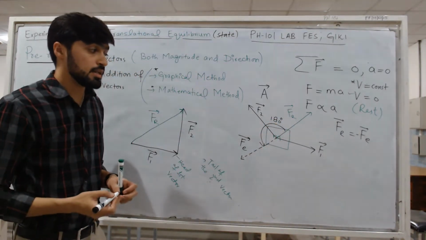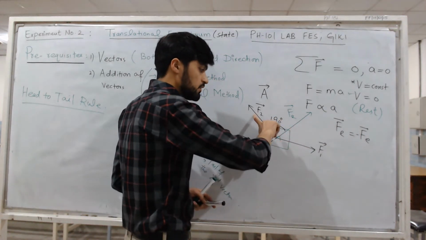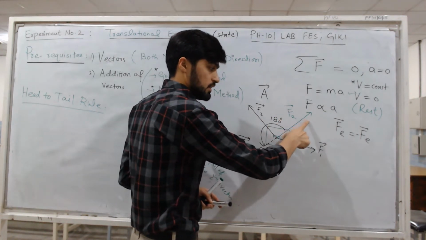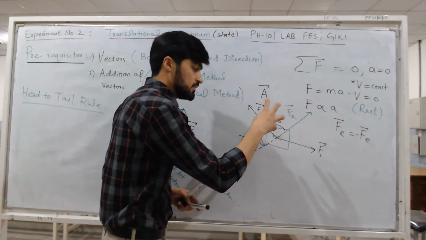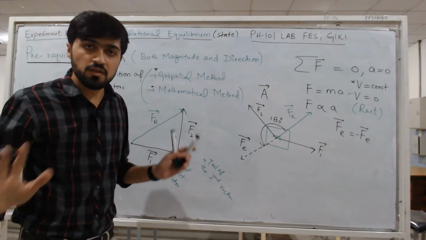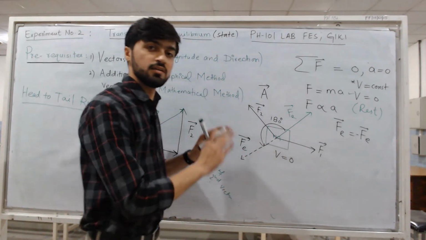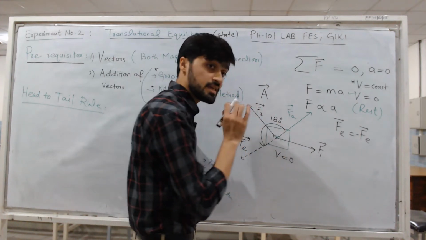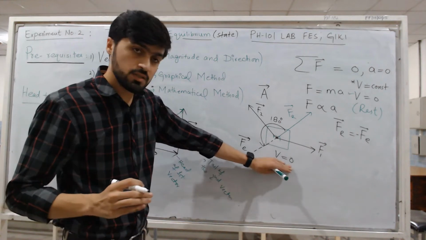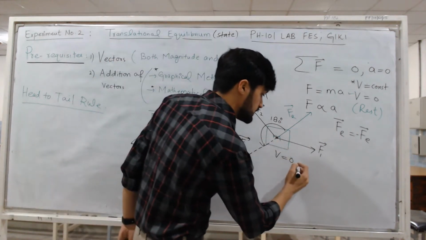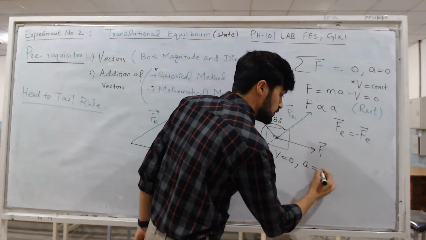So the resultant of these two forces is this one, and this is balanced by the equilibrium force. It means that this system is at rest, it is not moving. So we can say that the velocity is equal to 0. The velocity of the center of mass of this system, let's say this is the center of mass, is equal to 0. It means that this block of mass m is at rest, which means that the acceleration is equal to 0.